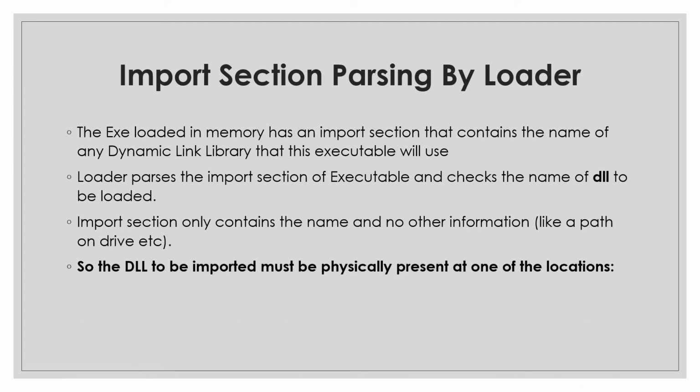So, the DLL to be imported must be physically present at one of the locations, and these locations are either the current path or any path which is mentioned in the path environment variable. So, the loader parses the import section, and whatever DLLs need to be loaded, it loads them by finding them in one of these two locations, either in the current path or the paths listed in the path environment variable.